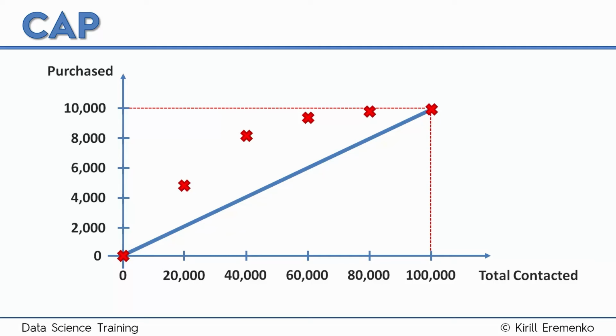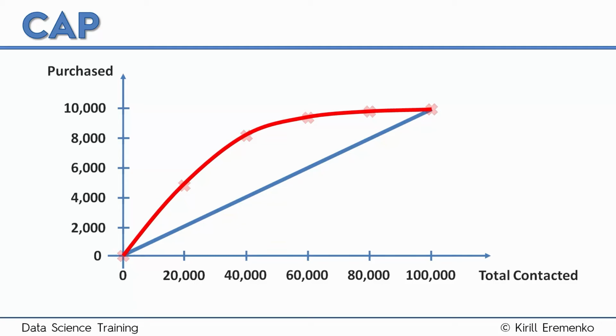So now let's draw a line through these crosses. What you see, this line here, is called the cumulative accuracy profile of your model.